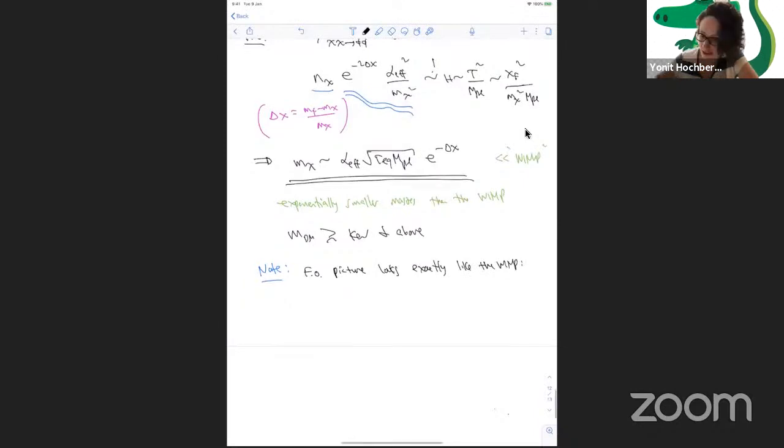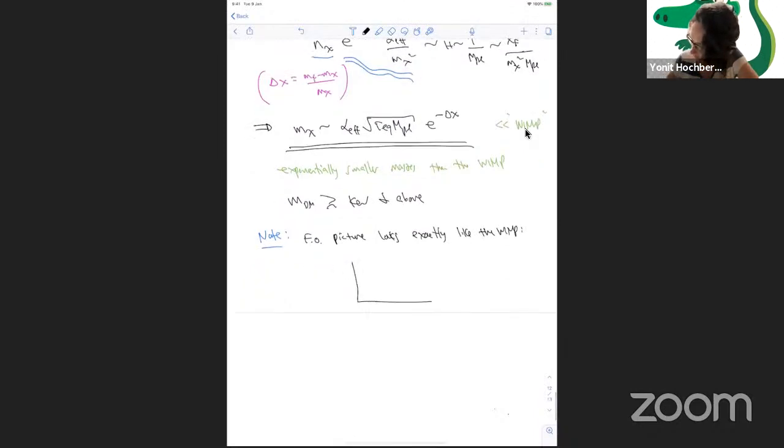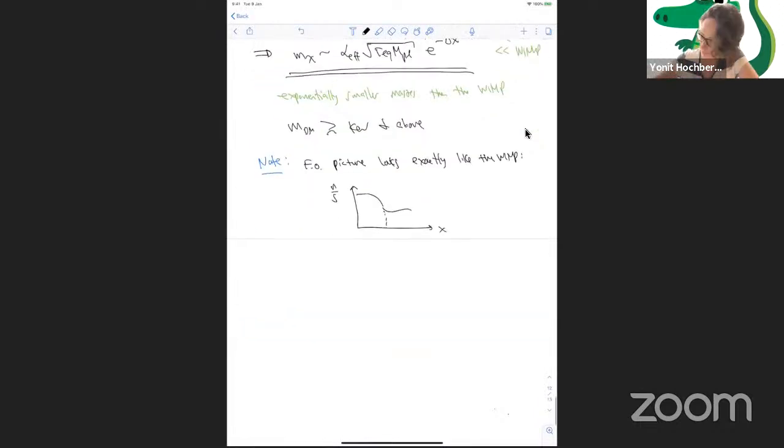Okay, it looks exactly the same. If we were to look at n over s as a function of x, it still looks exactly like this. Nothing is changing. Also, just to note, the temperature at which freeze-out is occurring, x freeze-out, is still of order 20, so the temperature is roughly a factor of 20 beneath its mass. So all of those things that we've developed for the case of the WIMP hold here as well.